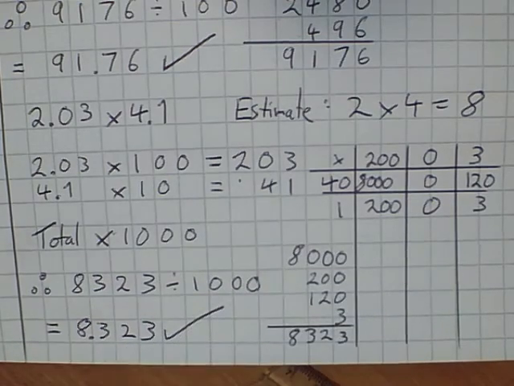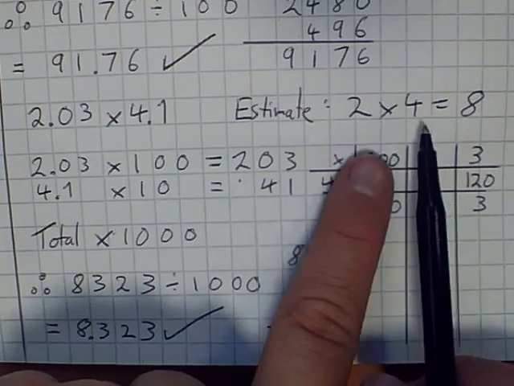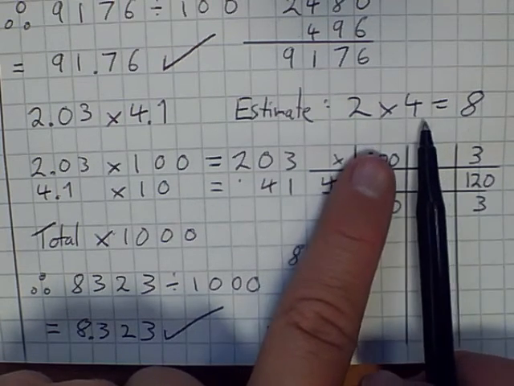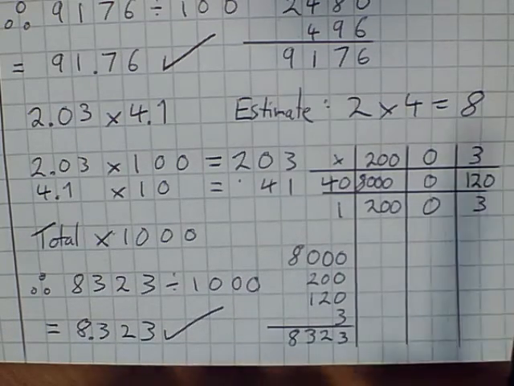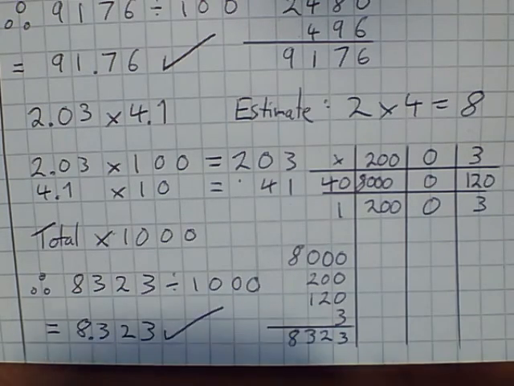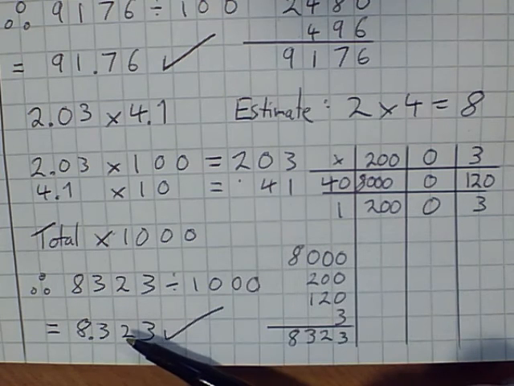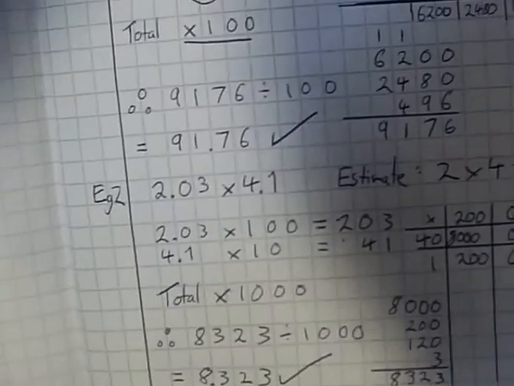So you can check if it's sort of 3 or 4 times as high, or 10 times as high, or a tenth as much, then you know you're out. But if it's somewhere relatively close, then you're definitely going to be fine. So there we go. 8.323 is my answer. So that's those 2 examples there.